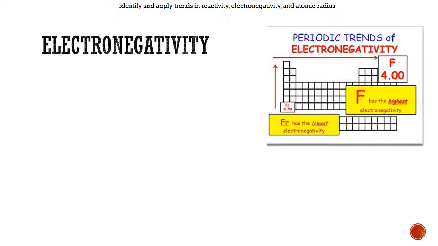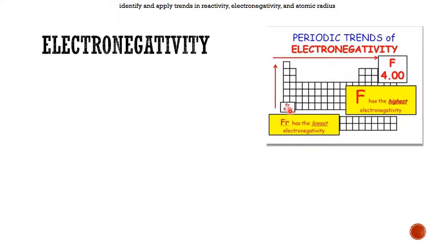Alright, our next trend is electronegativity. Recall that electronegativity, from the initial slide, is the attraction that atoms have for electrons in a bond. And actually, some periodic tables have electronegativities listed on them, as yours does. You'll notice, looking at this picture that just popped up, that fluorine has the largest electronegativity at 4 in the top right-hand corner. Francium is the lowest at 0.7.